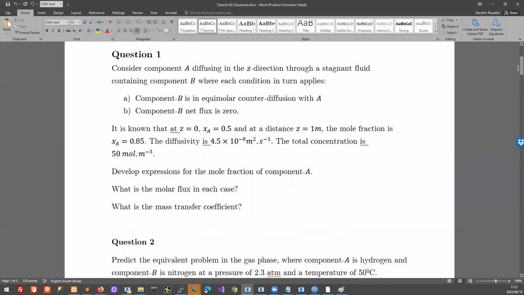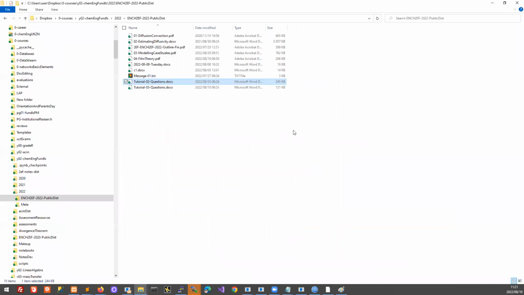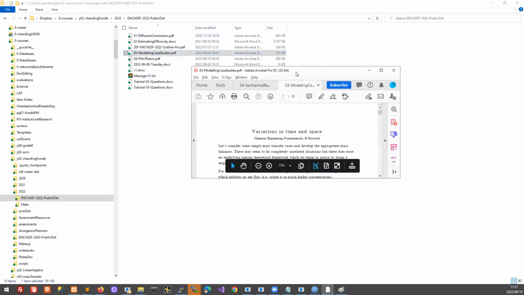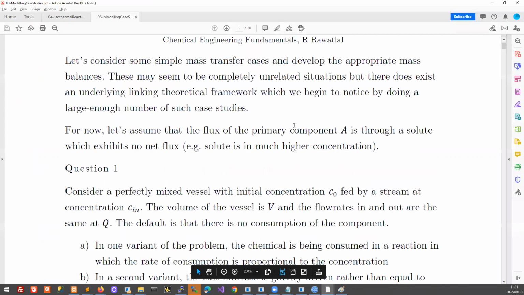All right, then looking at what we want to cover today. So hopefully that gives you some experience with the molar flux and diffusivity and all that. And there are some case studies that are outlined here. So in the Dropbox folder, you'll find these case studies.